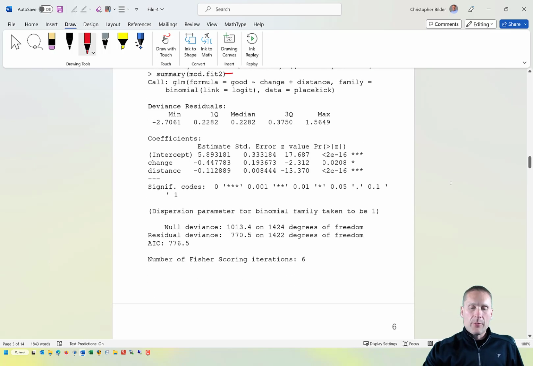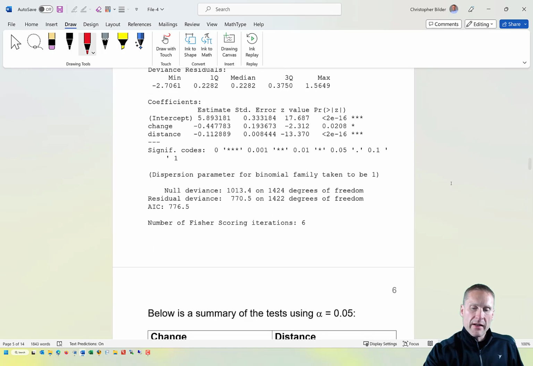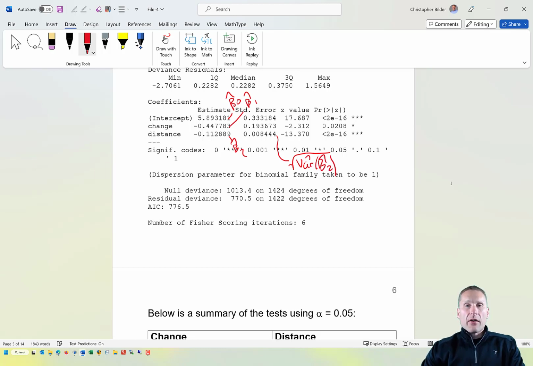So let's take a look at this output here. So here is beta hat 0, beta hat 1, beta hat 2. Notice here the standard error column, based upon what we've seen before, is the square root of the estimated variance of beta hat. Now, the z-value column corresponds to our Wald test statistic. So if I were to take negative 0.112889 divided by 0.00844, I get negative 13.37.